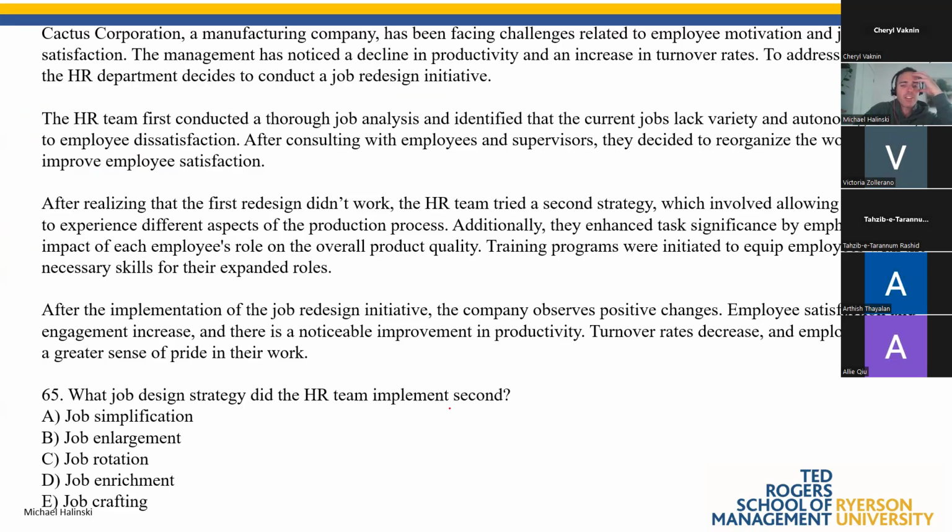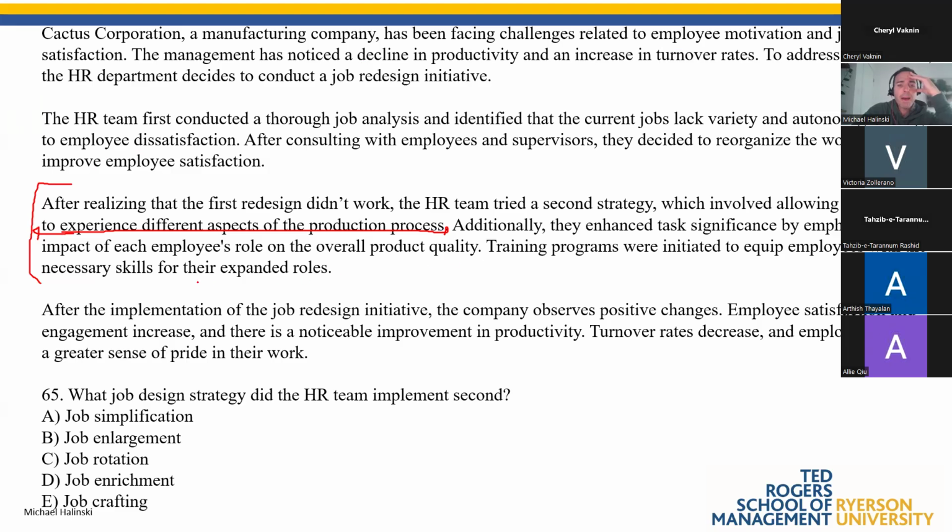What job design strategy did the HR team implement second? Let's go to the next paragraph. After realizing that the first redesign didn't work, shucks, the HR team tried a second strategy, which involved allowing employees to experience different aspects of the production process. Additionally, they enhanced task significance by emphasizing the impact of each employee's role on the overall product quality. The training programs were initiated to equip employees with necessary skills for their expanded roles.